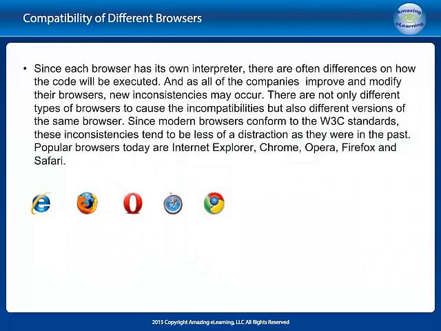Since each browser has its own interpreter, there are often differences in how the code will be executed. And as all of the companies improve and modify their browsers, new inconsistencies may occur. There are not only different types of browsers to cause the incompatibilities, but also different versions of the same browser. Since modern browsers conform to the W3C standards, these inconsistencies tend to be less of a distraction than they were in the past. Popular browsers today are Internet Explorer, Chrome, Opera, Firefox, and Safari.